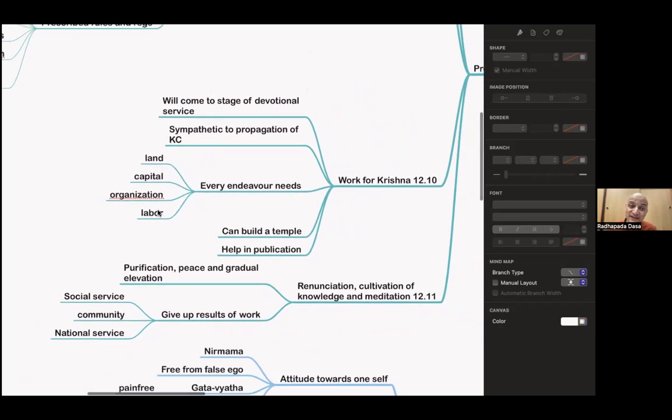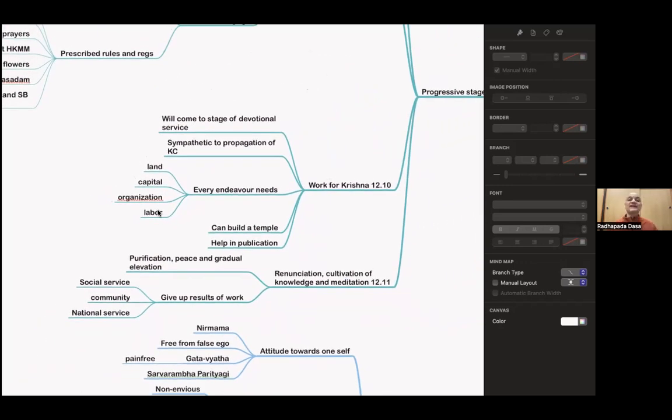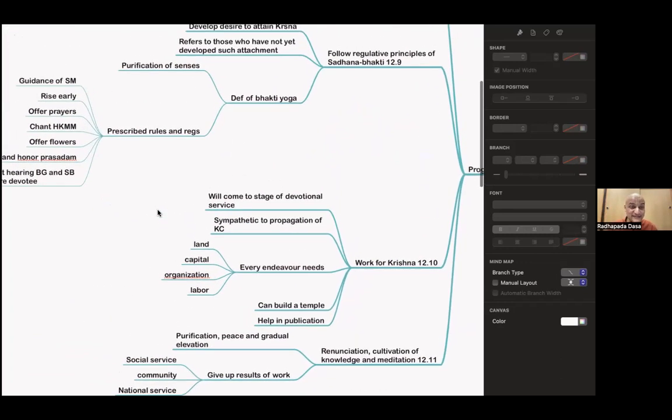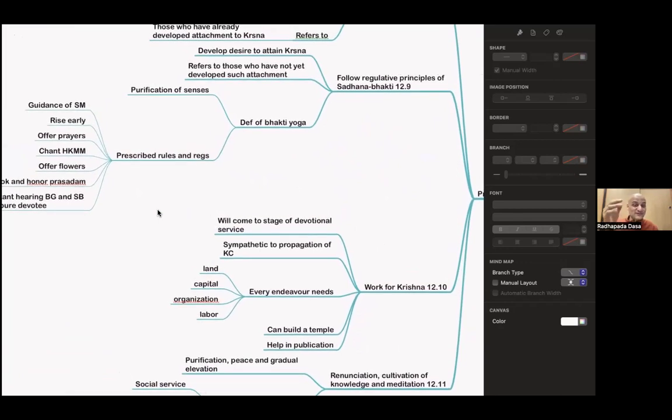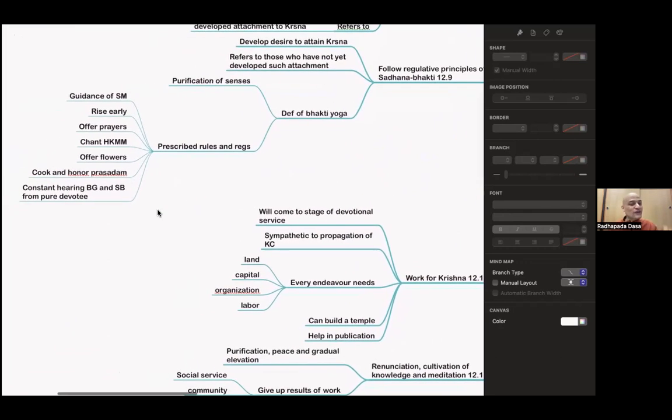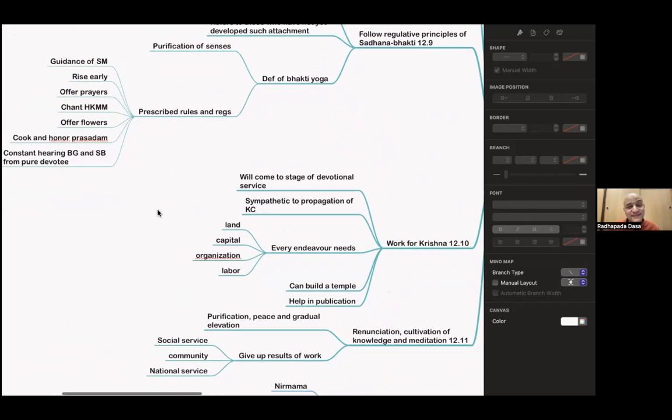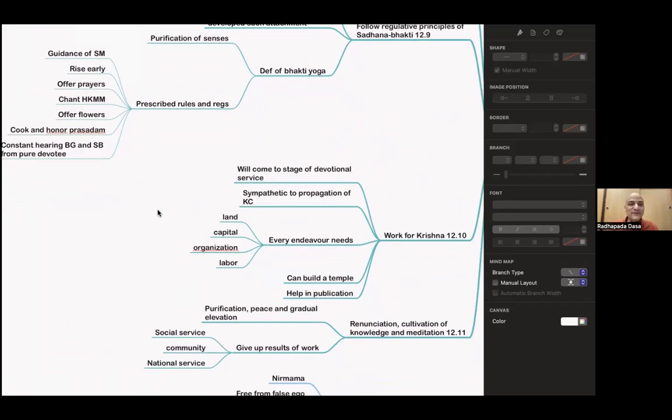So if you are sympathetic to the propagation of bhakti, help, donate. If you can't rise early in the morning, it's not an escape route, but it's an option. If you can't rise early in the morning, if you can't chant Hare Krishna, if you can't offer flowers, if you can't cook bhoga for Krishna, can't honor prasadam, if you can't hear Bhagavad Gita and Srimad Bhagavatam, okay, then become a donor. Yes, sir. Yes, ma'am. Please become a donor now.